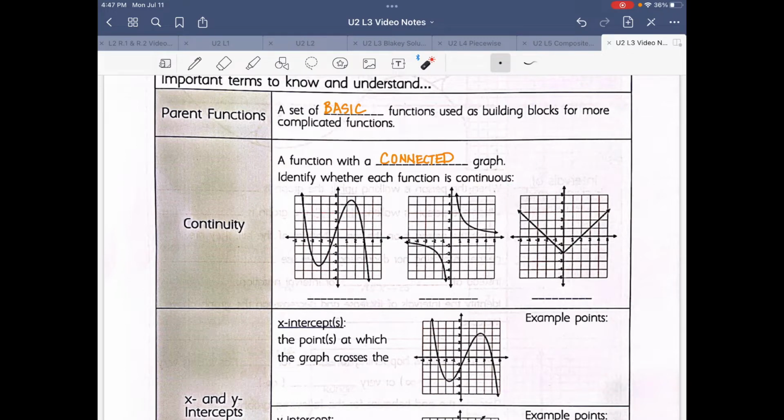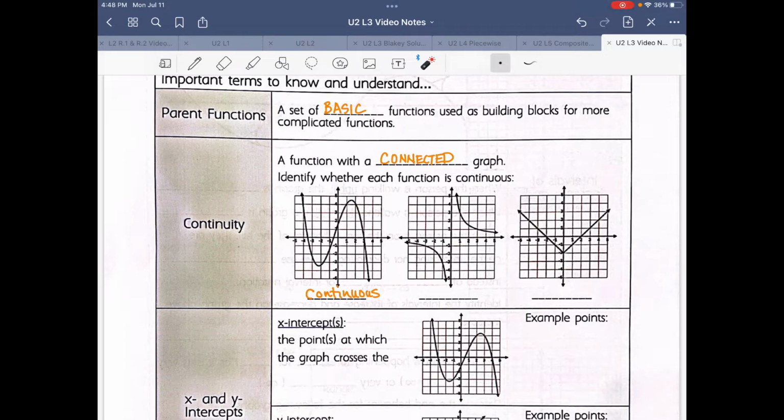One of the key things about determining whether a graph is continuous or not: if I were to take my pencil and go along this graph right here, if I do not pick up my pencil, it's continuous. So this function would be considered continuous because I didn't have to pick up my pencil.